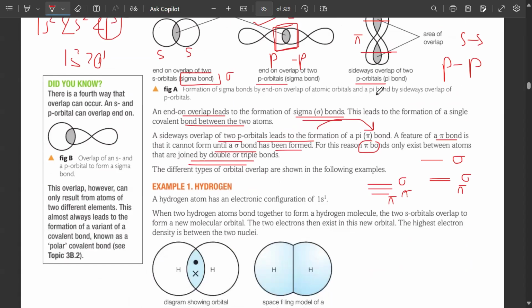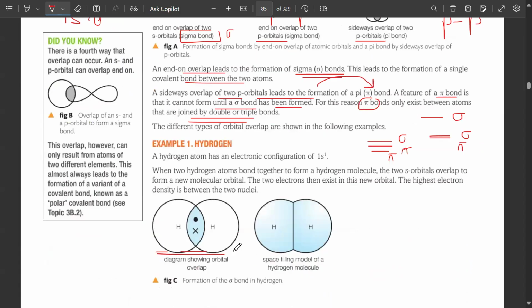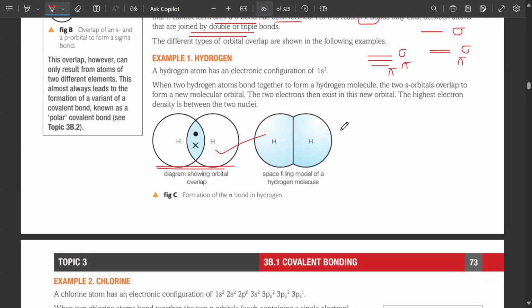For example, hydrogen, you see, this is how a dot and cross diagram of hydrogen is made, where two s orbitals overlap to form the new molecule. Both hydrogens are 1s1, 1s1. So there is an ss overlap, sigma.